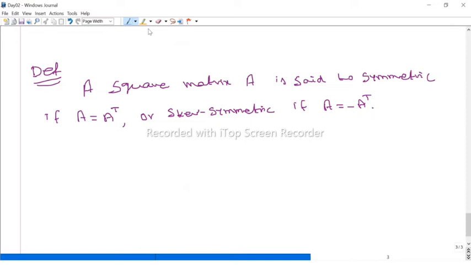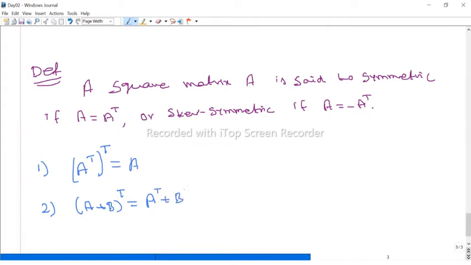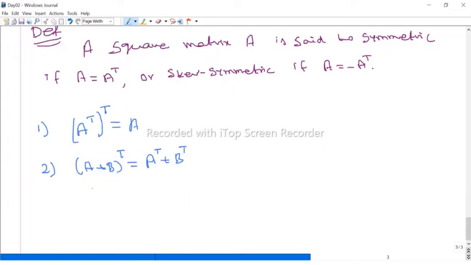Now the properties of transpose. What are the properties we know? If you take any matrix A and take the transpose, and take the transpose again, you will get the original matrix A. So A transpose transpose is nothing but A. Suppose you add two matrices A plus B and then take the transpose. It is the same as finding the transpose of each matrix and then summing: A plus B whole transpose equals A transpose plus B transpose.